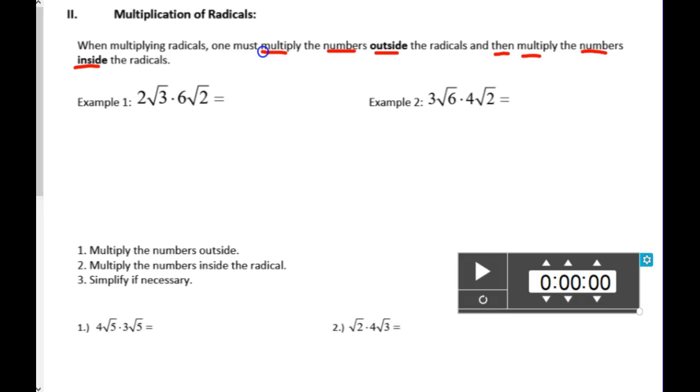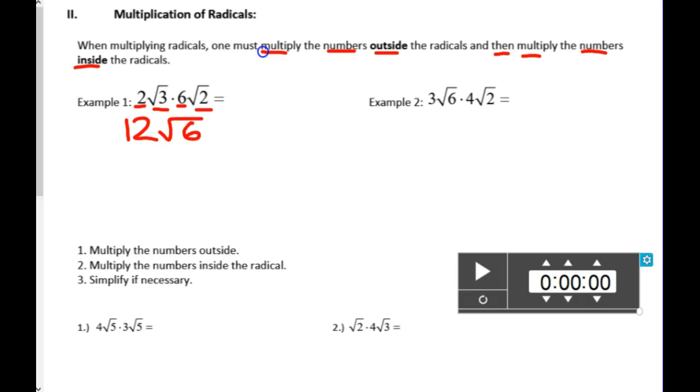So let's go ahead and do that. What's on the outside of example 1? We got a 2 and a 6, okay? So we take those two numbers and we multiply them. So 2 times 6 is 12, okay? And now we're going to do the inside. So under the square root, we have what? 3 and 2. So square root of 3 times square root of 2 is square root of 6.